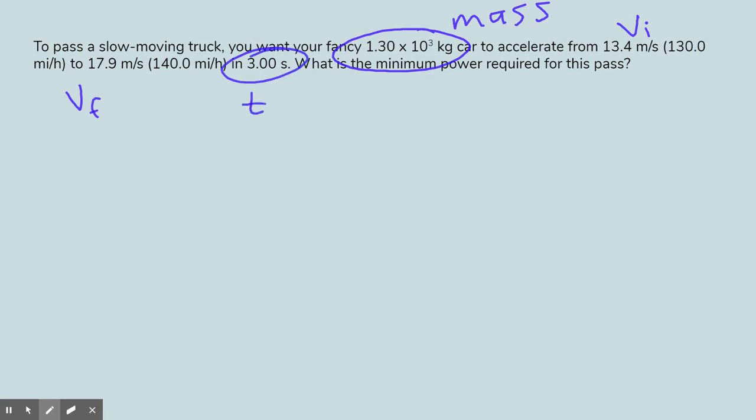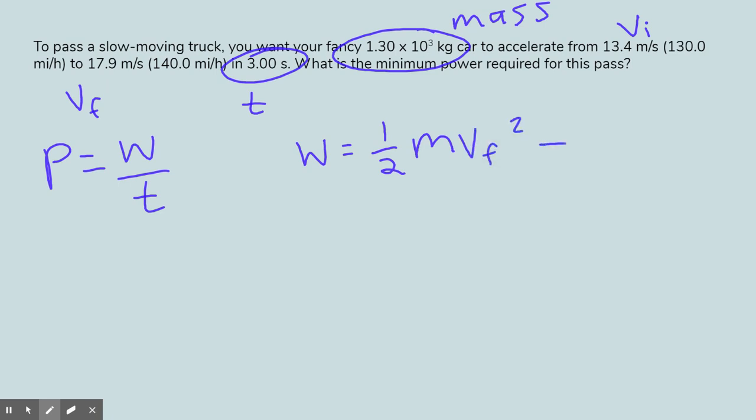We want to know the power required. So let's grab the power formula, which is power equals work over time. Okay, to find power, we need work, but we don't have work. However, we do have the initial and final velocities, and we have the mass. So we can calculate work, because work equals 1/2 mass times velocity, the final velocity squared, minus 1/2 mass times the initial velocity squared.